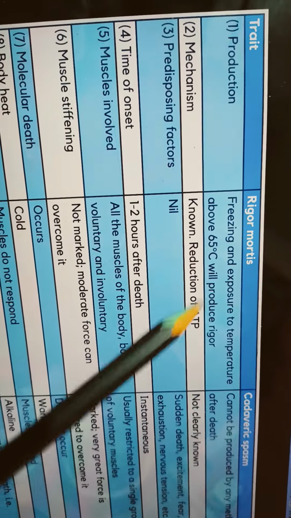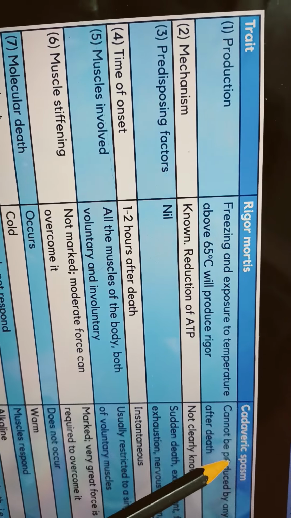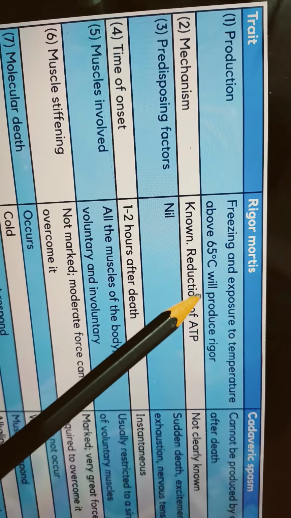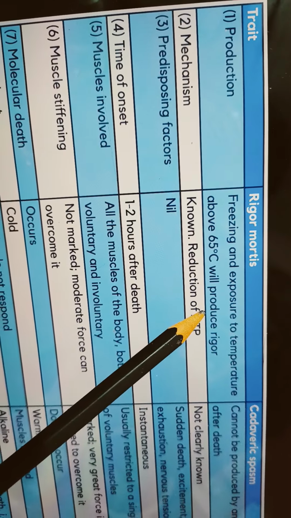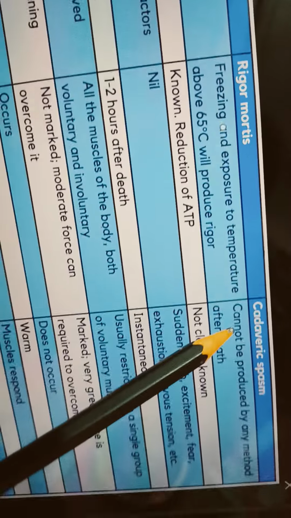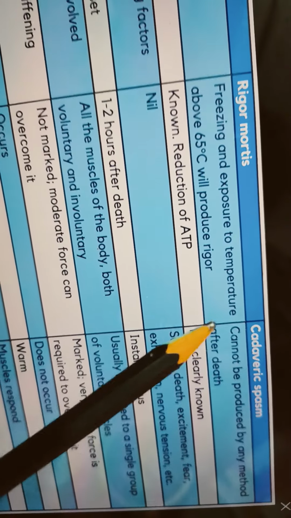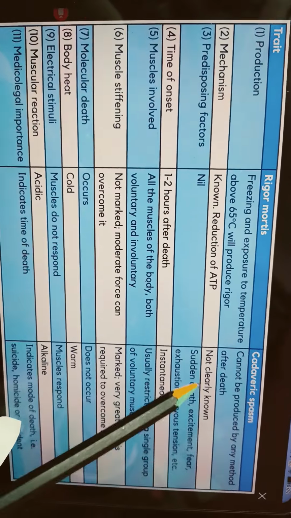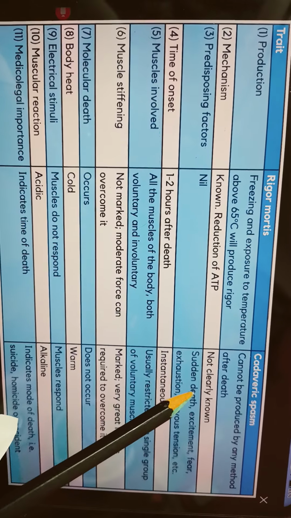So let's talk about the difference between rigor mortis and the cadaveric spasm. Production: freezing and exposure to temperature above 65 degrees Celsius will produce rigor. Cadaveric spasm cannot be produced by any method after death. Mechanism: known reduction of ATP in rigor, and the mechanism is not known in cadaveric spasm.